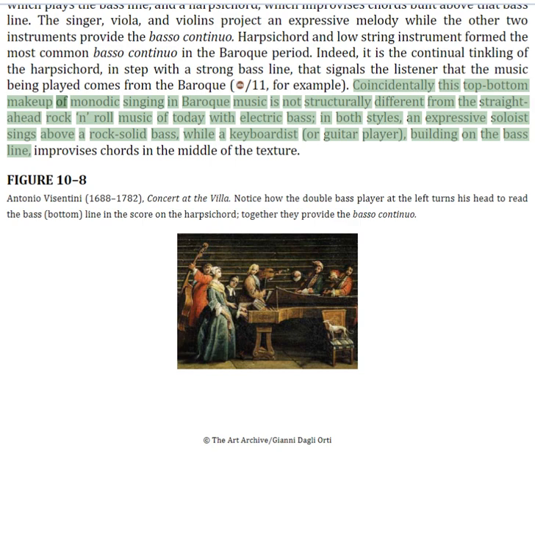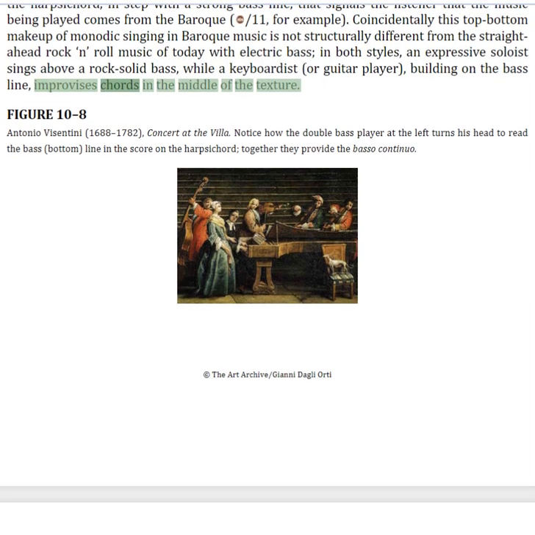Coincidentally, this top-bottom makeup of monodic singing in Baroque music is not structurally different from the straight-ahead rock and roll music of today with electric bass. In both styles, an expressive soloist sings above a rock-solid bass, while a keyboardist, building on the bass line, improvises chords in the middle of the texture.